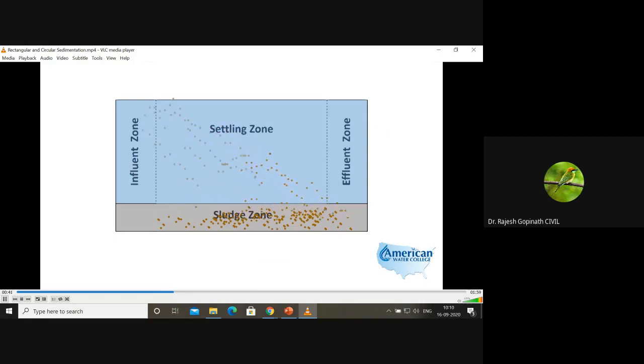These are the 4 main zones of a conventional sedimentation basin. Any type of sedimentation tank, hopper bottom, circular, or rectangular, has these 4 prime zones: the influent zone, the settling zone, the effluent zone, and the sludge zone. Finally, from the sludge zone, we remove the settled solids. The sludge collectors move the sludge to the influent end of this rectangular clarifier for processing.